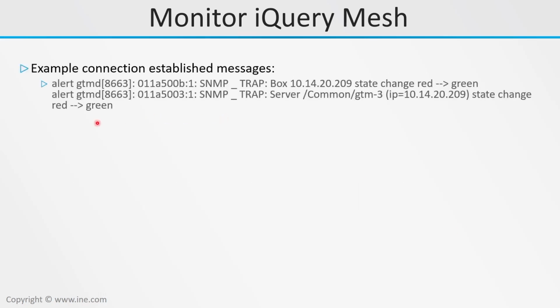Okay, and here's a look at an example connection established message. So here we see that same GTM going from red to green, and then it lists the name of the object going from red to green. So if this is happening quite frequently between intervals, then it's obviously indicative of what we saw previously with a virtual server flapping on that GTM.